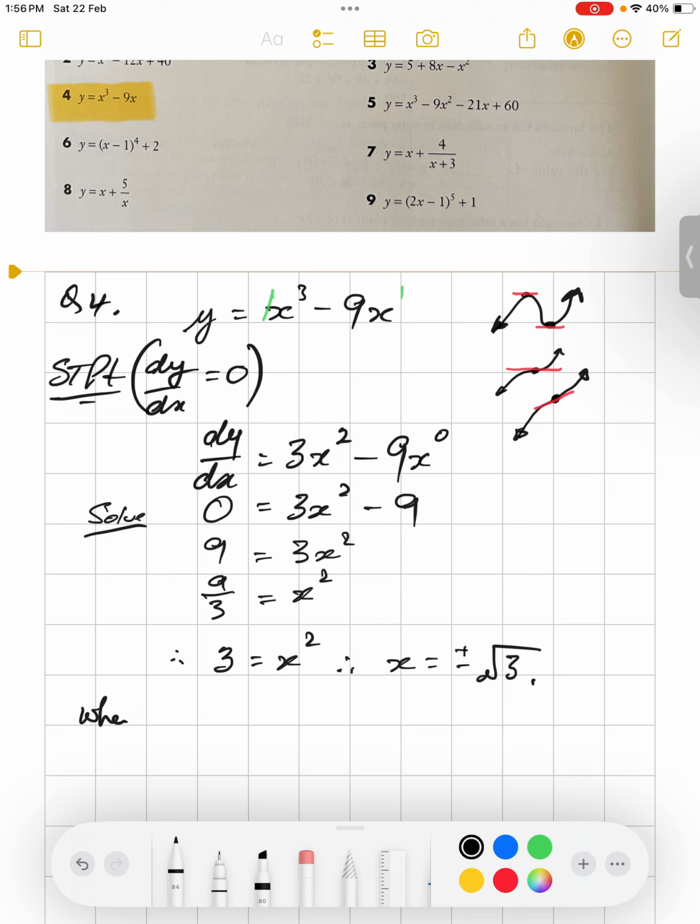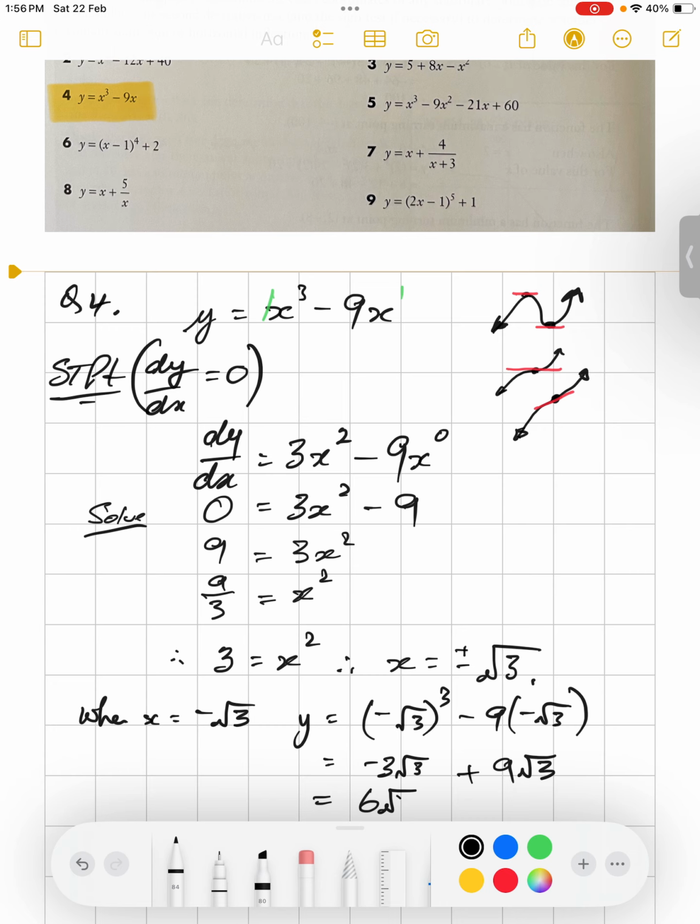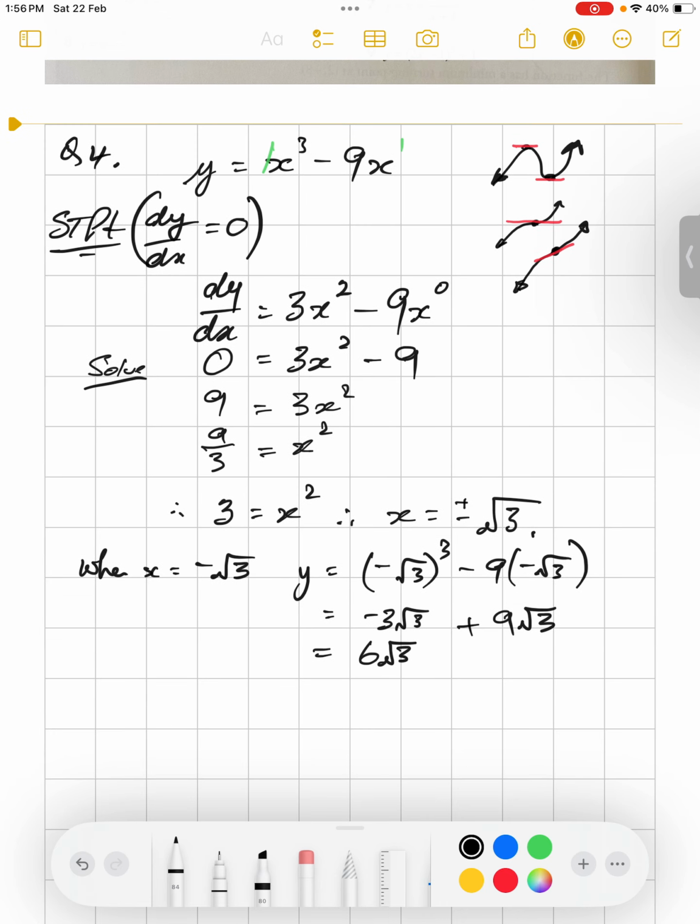So when x is negative root 3, y will equal negative root 3 cubed minus 9 times negative root 3. So we get negative 3 root 3, or negative root 27, and a negative, because negative times a negative is a negative. Now two negatives make a positive, and this is 9 root 3. Well, that makes altogether 6 root 3. All right, so there's one turning point.